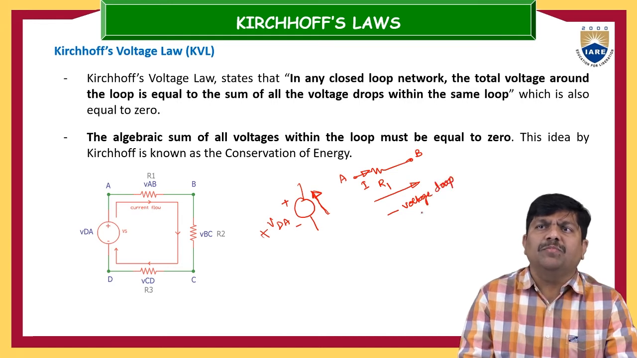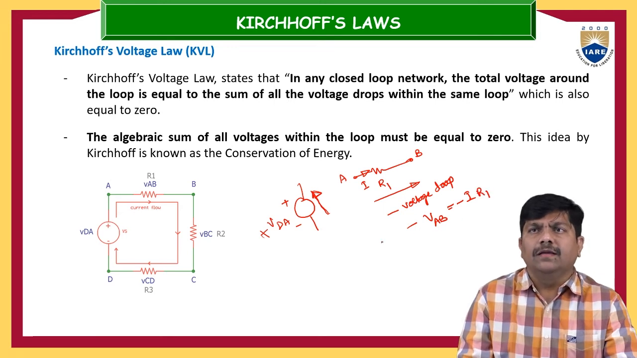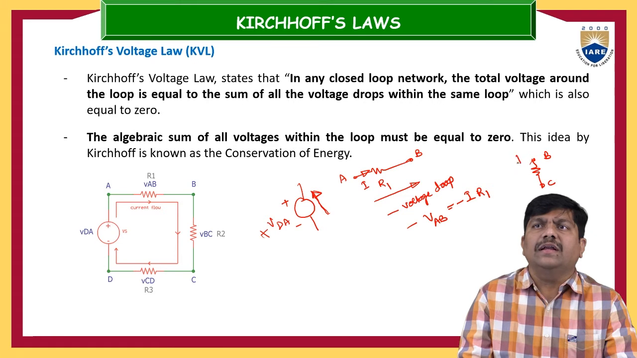So the voltage drop is marked as minus VAB, or, supposing the current is I, it is nothing but minus I into R1. Similarly, that holds good for the second resistance also. This terminal is B and this terminal is C. The current is like this and we are traveling in the same direction, so this is negative and the potential is minus VBC.